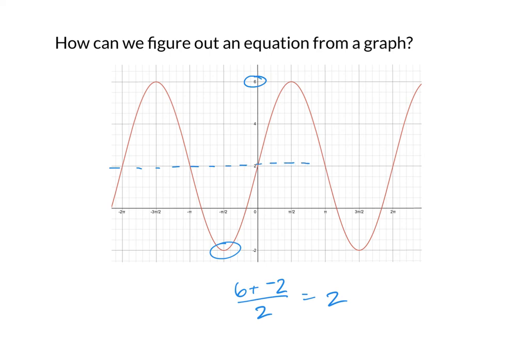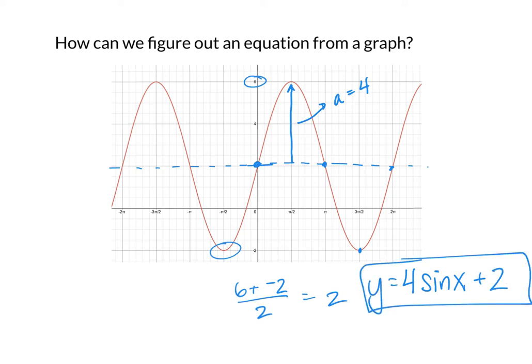And so sure enough, if I graph right there, I can see that I have equal distances both above and below that midline. And that's going to tell me what my amplitude is, because from 2 to 6, that tells me that my amplitude, or also my a value for the function, is 4. I can see that I'm starting at the midline, rising to a maximum, coming back to midline, falling to a minimum, and coming back to midline. So that is my sine wave. So I have a sine graph that has been multiplied by 4, and then lastly shifted upward to that midline: y equals 4 sine x plus 2.